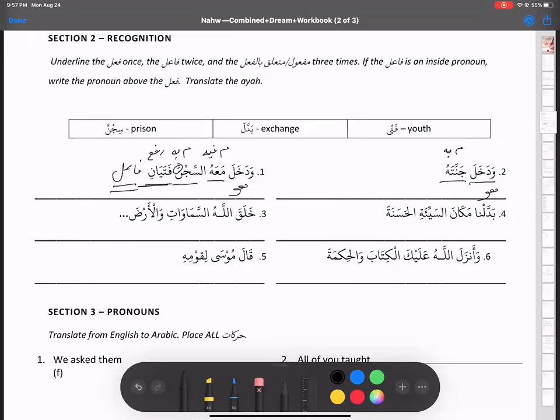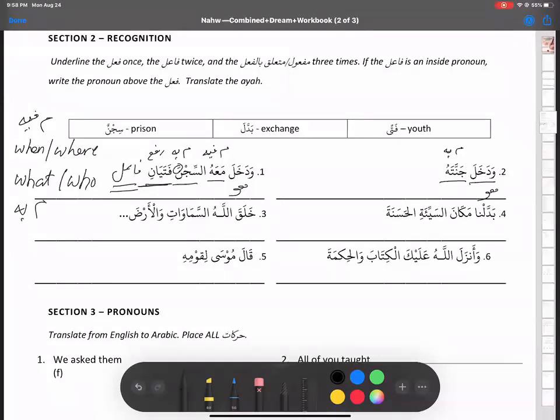Mr. R, can you please tell me the difference between maf'ulun fihi and maf'ulun bihi? I'm just very new to this class. Maf'ulun fihi is when you get the answer of when and where. And when you get the answer of what and who, then it is maf'ulun bihi. Jazakallah khair kaseer.